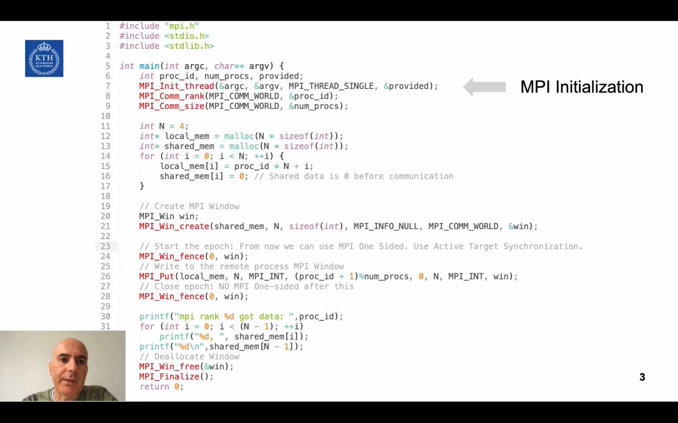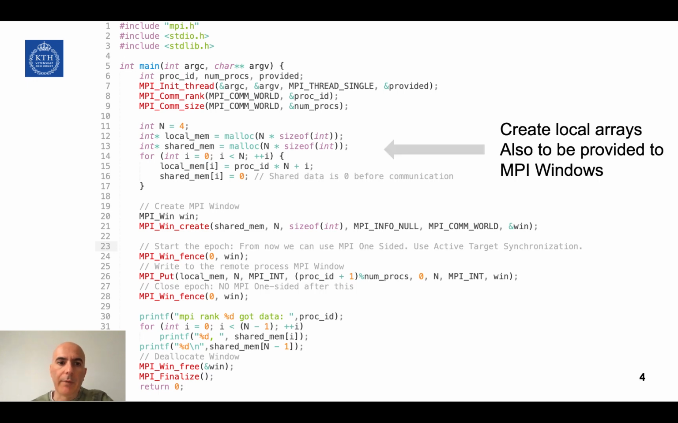As usual, we start by initializing our MPI environment with MPI init thread. I get what my rank is and what the size of the communicator is, so how many ranks there are. And then we're going to have two arrays. One is the local memory, and one we call the share memory. So these are two arrays, and then we attach the shared array to our MPI window.